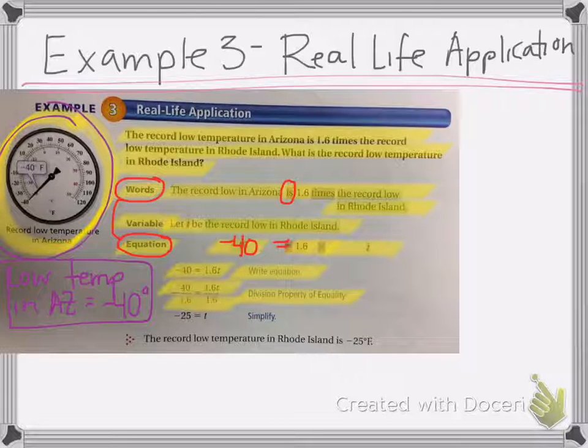So when you sort that out, negative 40 divided by 1.6, you get negative 25 equals T. And that step was to simplify. So the record low temperature in Rhode Island is negative 25 degrees Fahrenheit. Okay, I'm going to give you some time to write that all out, but you are done with example 3.